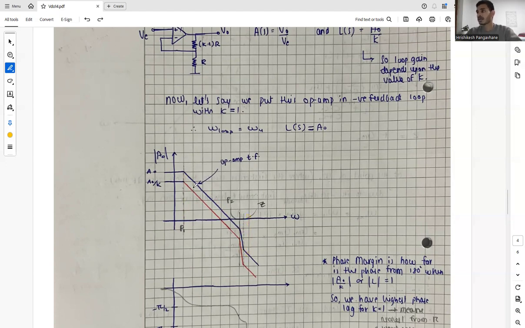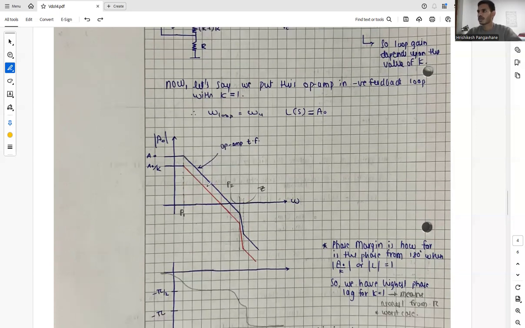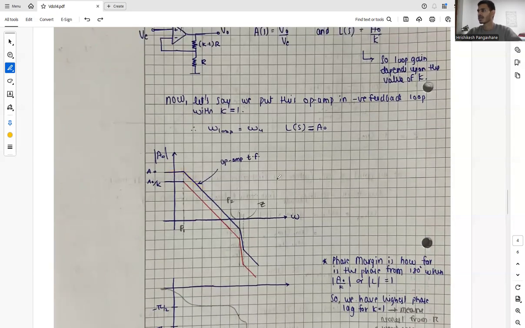So, we know the rules of the Bode plot. Now this is the transfer function of our op-amp. But here one thing we have to notice is that we have considered k equals 1. What if the value of k is higher? If the value of k is higher, then our loop gain reduces, and let's say its value is a naught divided by k.